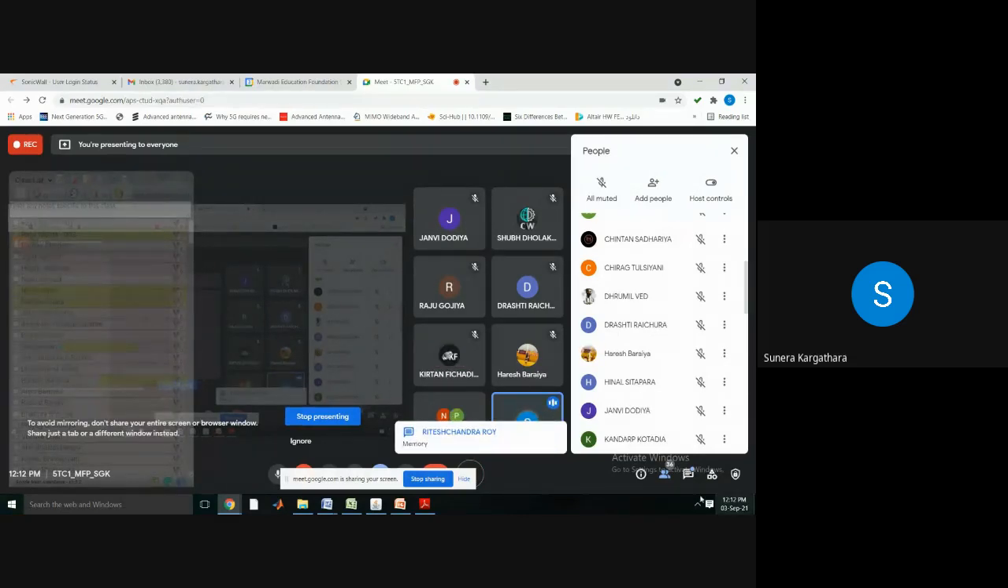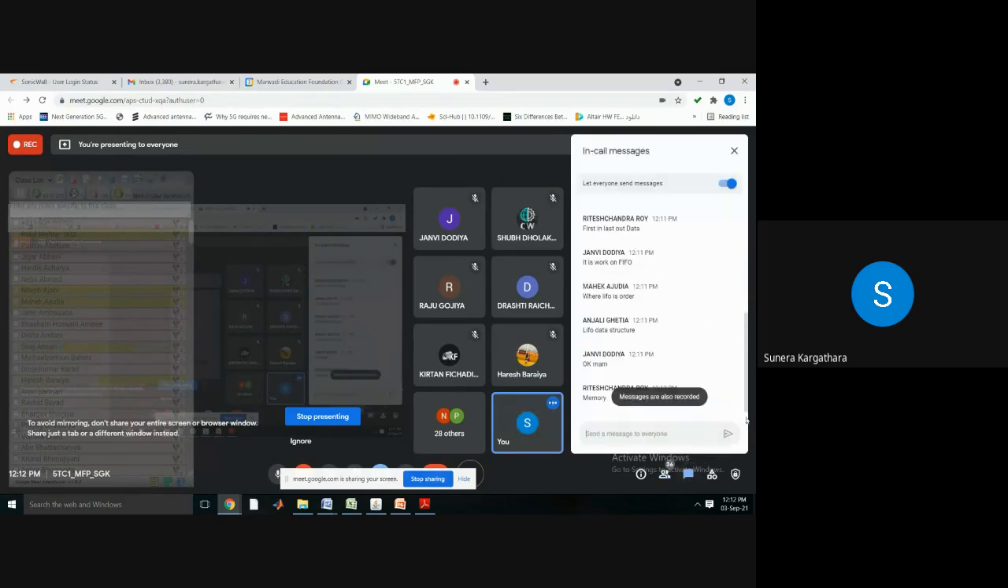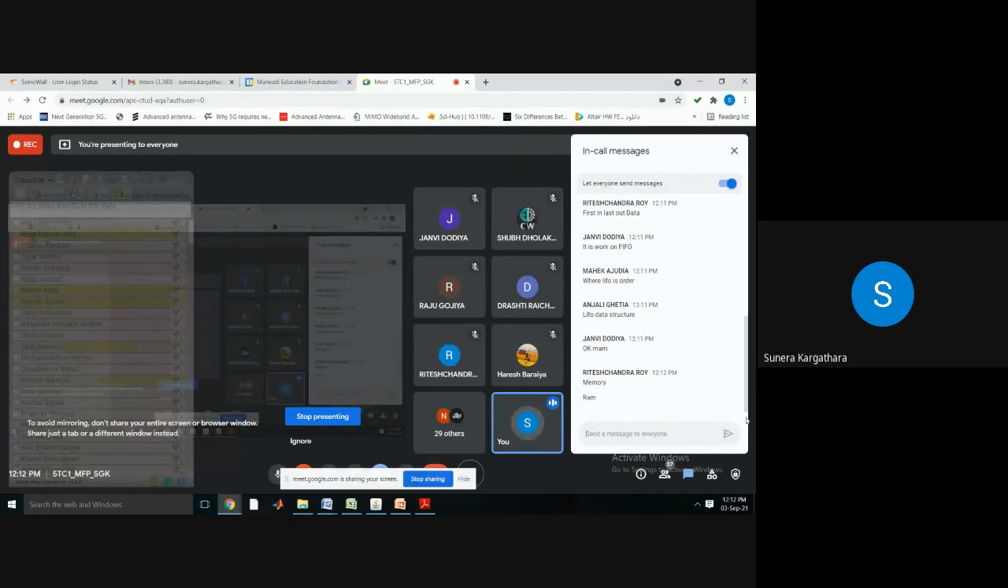Yes, correct. It is your memory. Now, Ritesh, we are having memory like ROM, RAM, EEPROM. What do you think? Which type of memory? You can unmute and talk. There is no need to write. Ritesh? Memory is a RAM. Yes, RAM. Very good. All right.